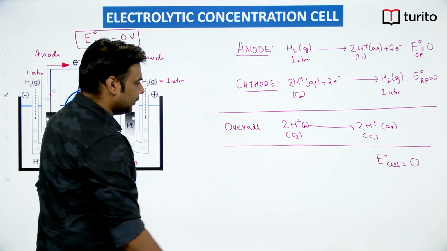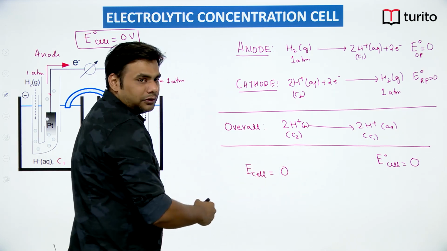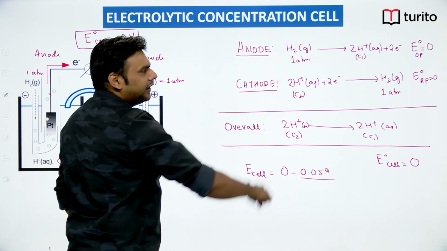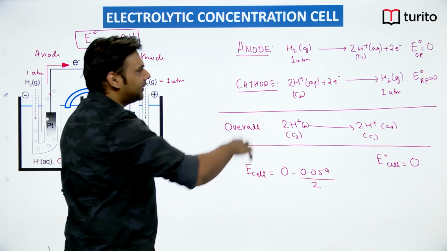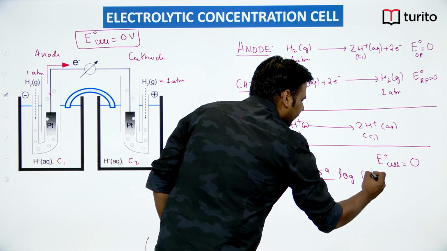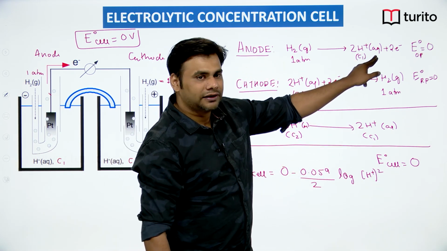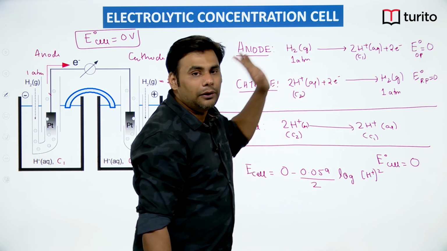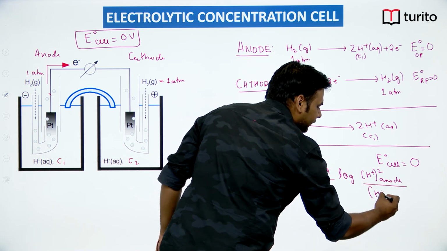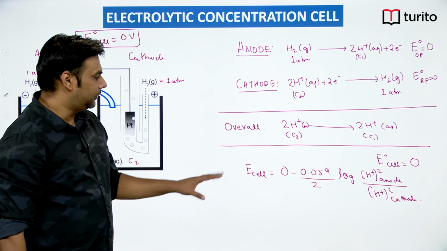Now we'll write the Nernst equation. So we'll say that E cell is equal to E naught cell, which is 0, minus 0.0591 upon n, and you can see that n was 2. Okay, so while balancing there were 2 electrons, into log of concentration of H plus raised to power 2. Now this H plus, you can see that this H plus is coming from the anode. So H plus coming from anode divided by H plus square coming from cathode. Okay, I hope this is clear to you.